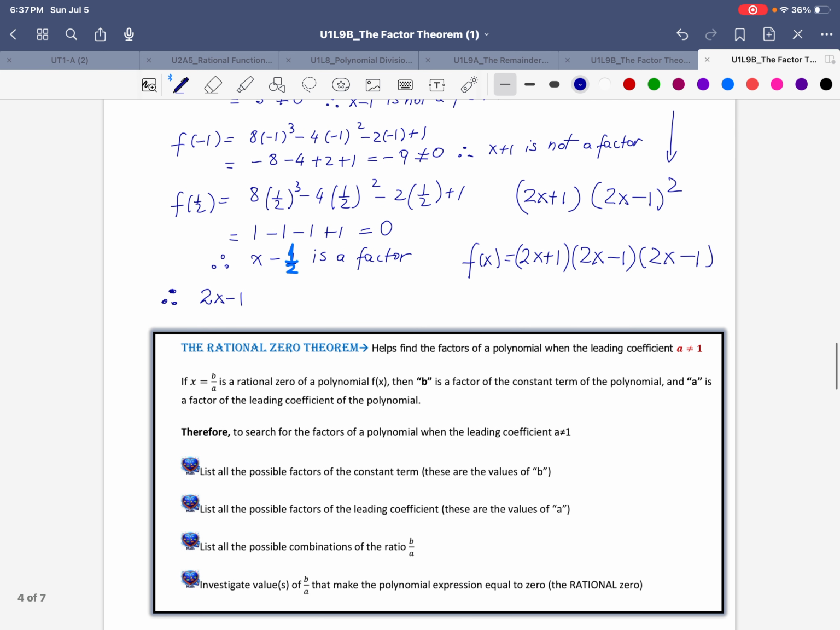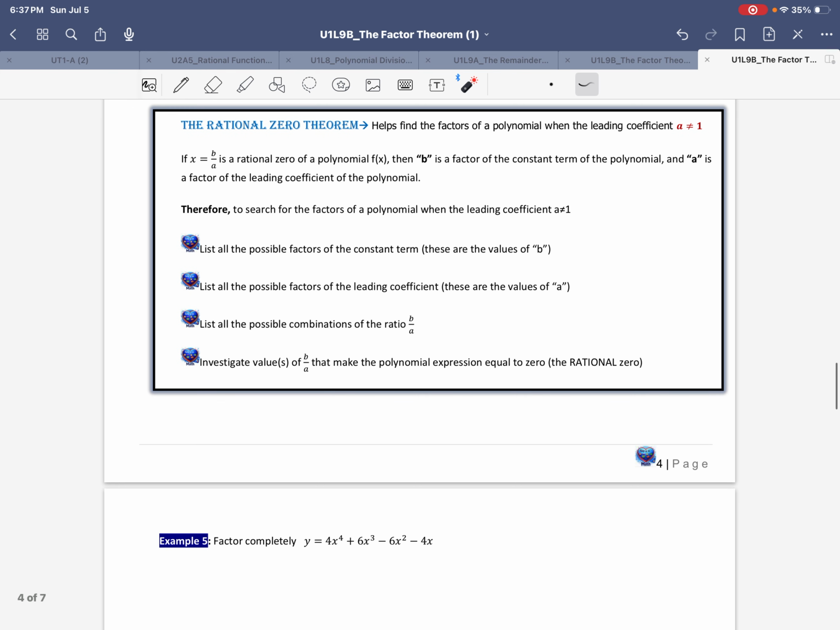Now, here is a summary of the rational zero theorem. And I wrote out the steps. Again, you can rewrite the steps in your own words and the best way you understand it.